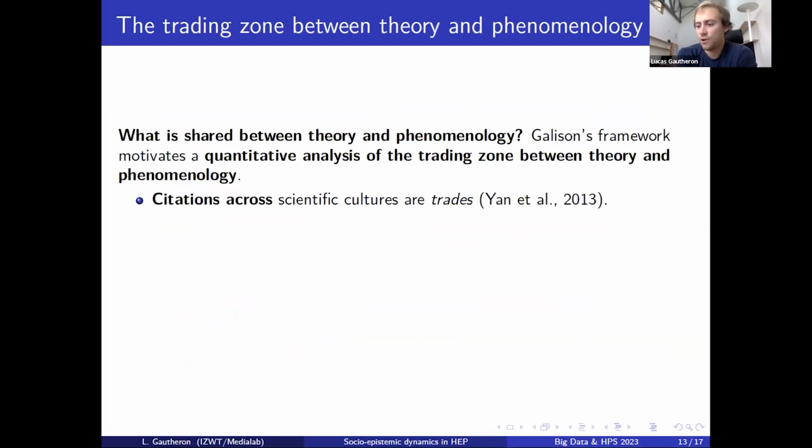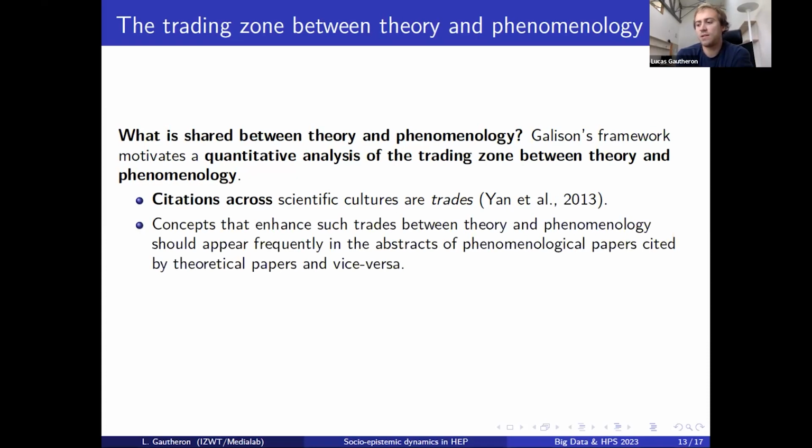So now the question for us is, what exactly is shared between these two subcultures of physics, theory and phenomenology? In fact, Galison's framework motivates a quantitative analysis of the trading zone between theory and phenomenology. And for that, we will use the fact that citations across scientific cultures signal trades. Presumably, concepts that enhance such trades between theory and phenomenology should appear frequently in the abstracts of phenomenological papers cited by theoretical papers and vice versa.